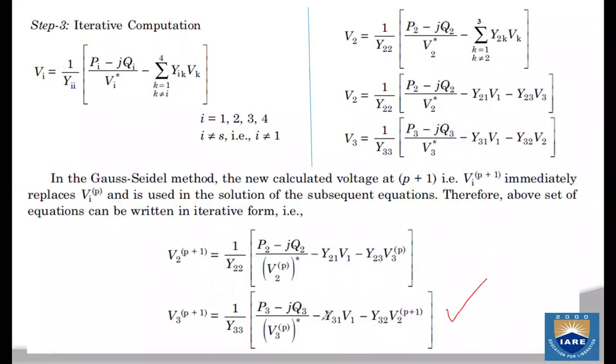Here, if you observe, y3 in the p plus 1 iteration is equal to p3 minus... now you bring this 1 by y33 inside this bracket. What will you get? You get p3 minus jq3 by y33. That p3 minus jq3 by y33 you will calculate first, then y31 by y33, then y32 by y33. Those three values are first calculated and then substituted in the same equation.